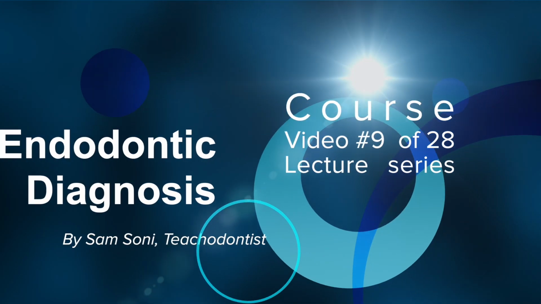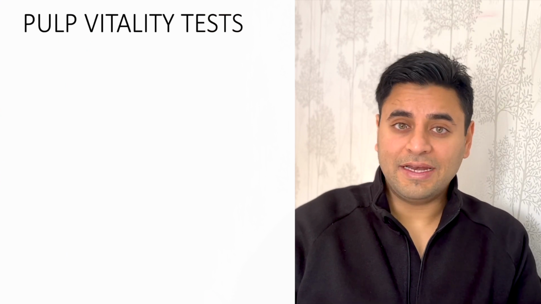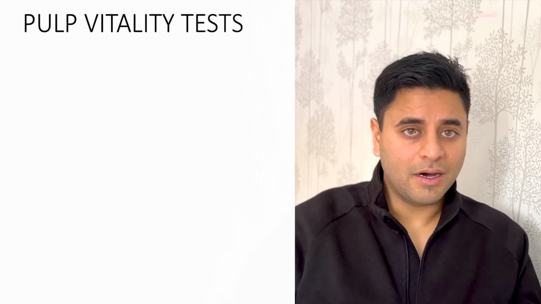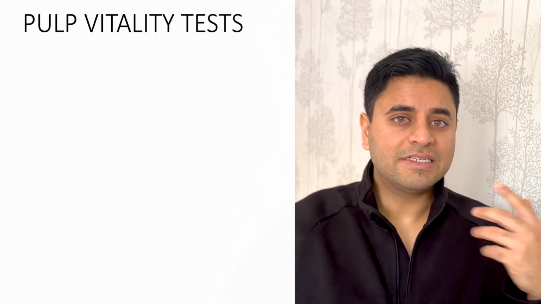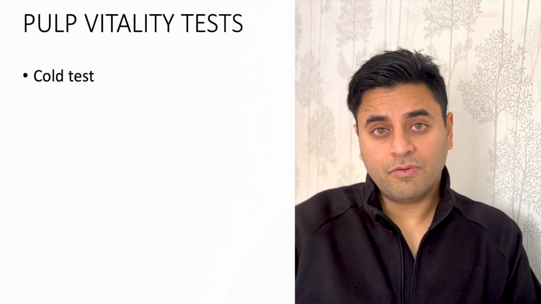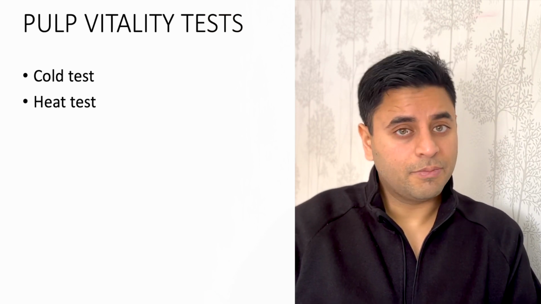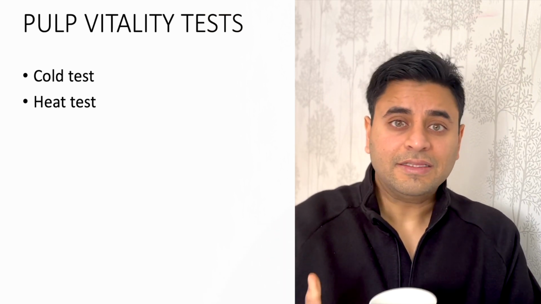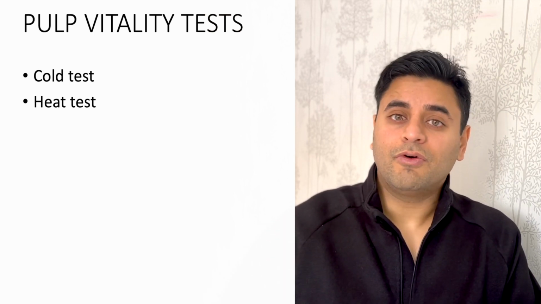So let's start with the first section, which is going to be Pulp Vitality Test. Out of the 4 types of tests that I mentioned for endodontic diagnosis, the pulp test is the first and the most commonly used. If the patient has a chief complaint of cold, then you would start with a cold test. If the patient has a chief complaint of heat, that with a hot coffee like this, their tooth hurts, then you would perform a heat test.